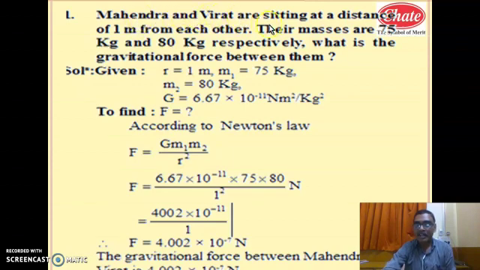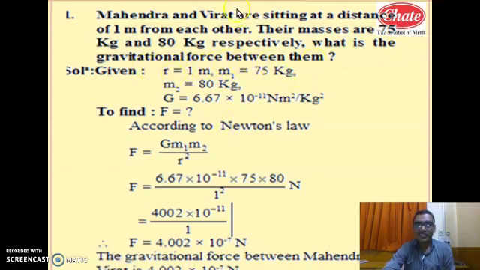Mahendra and Virat are sitting at a distance of 1 meter from each other. So the distance between Mahendra and Virat is 1 meter. Mahendra and Virat are actually two boys, but as per Newton's universal law of gravitation, we have to consider these two boys as two objects. Their masses are 75 kg and 80 kg respectively. The mass of Mahendra is 75 kg and the mass of Virat is 80 kg. What is the gravitational force between them?